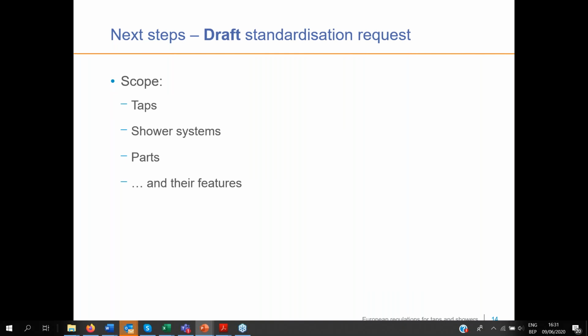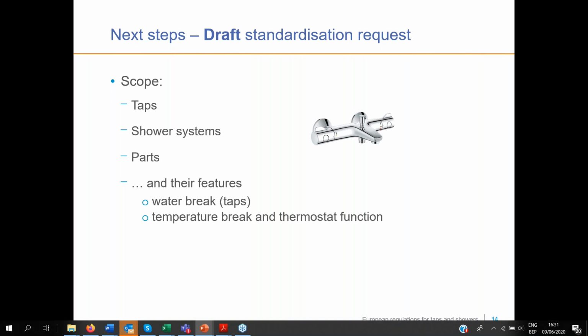So to solve that issue, the Commission is working on a draft standardization request to send to the standardization body that covers all the products that we mentioned, taps, showerheads, and the parts and features, like including the water breaks and temperature breaks. That's like the little button that you can see on the shower bar on the picture. You need to push the button to move to a higher temperature.